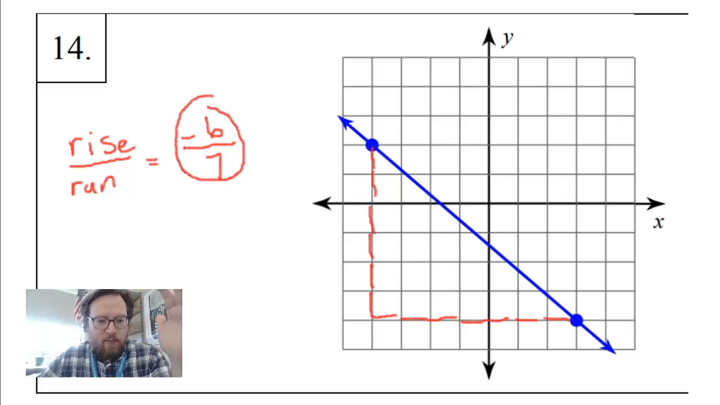And then what do you do with that information? You go over to your answer sheet and you look for the one that has -6/7. So I'm looking at the answer sheet. -6/7 is letter E. And this question was number 14. So then in the box where you see letter E, you're going to write 14.